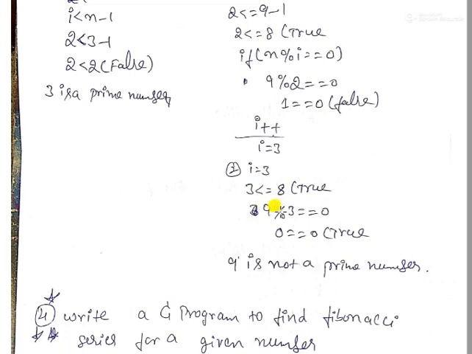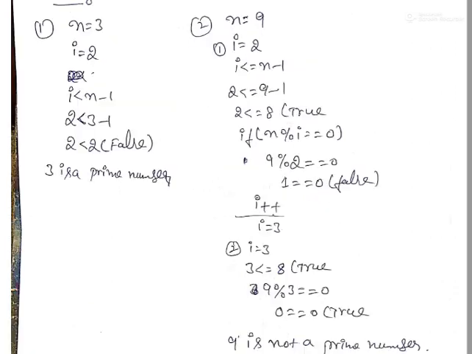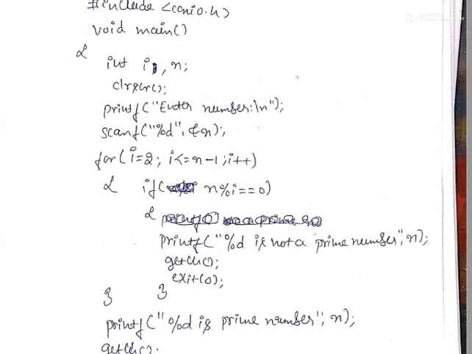Condition true. Next, if the for loop condition is true, then it will go and check the if condition. So in the if, what comes? n modulus of I equal to 0. N value is what? 9. I value is what? 3. n modulus of 3 equal to 0. n modulus 3 is what? 0. 0 equal to 0. Condition true. The condition is true, then what will it print? It will print percentage d is not a prime number. So for this percentage d, it will take n. So n value is what? 9. 9 is not a prime number.